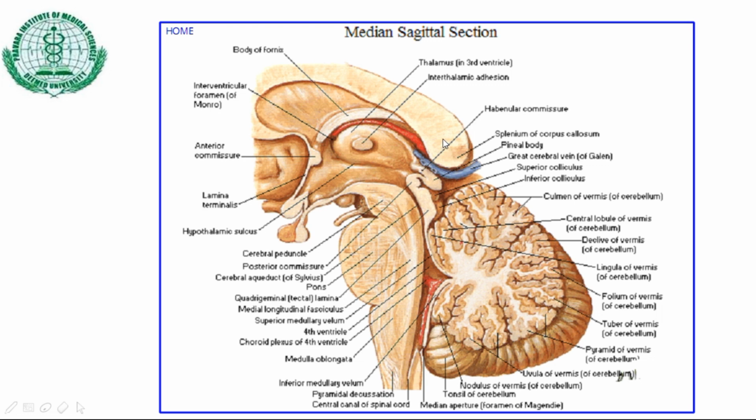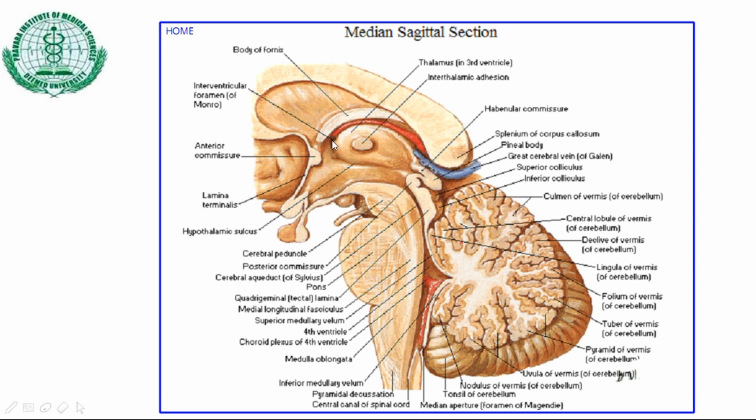This is a median sagittal section of the brain where you can see the relations of the lateral ventricle, that is, the different parts of the corpus callosum. This is the rostrum, this is the genu, this is the body, and this is the splenium of the corpus callosum. This is the fornix which comes into relation with the lateral ventricle, and this is the septum pellucidum, which is present between the two lateral ventricles, forming the medial wall of it.